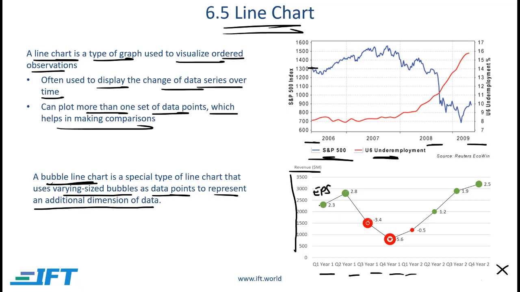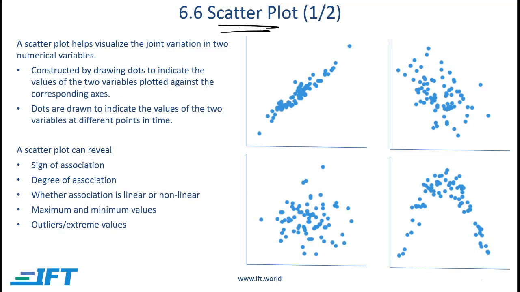So this circle over here represents the earnings per share. The larger the circle, the larger the earnings. And we are also using colors. So we can say that green represents profits or positive earnings per share, and then red represents losses. So this big red circle represents a relatively high loss of minus 5.6. Moving on to scatter plots.